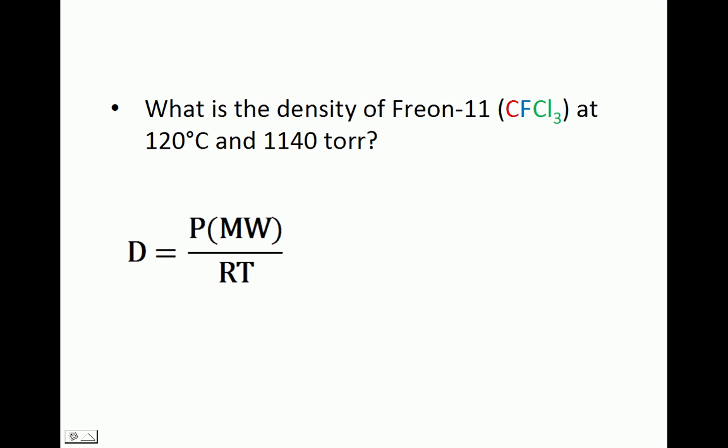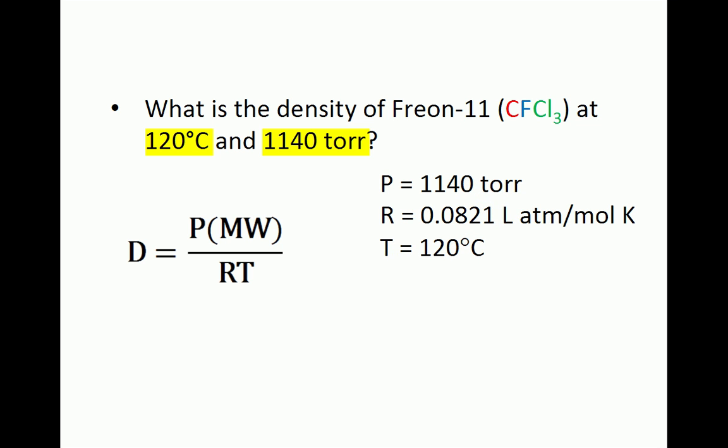Now we extract all of the given information from the problem that we will substitute into the equation. We see that the pressure is 1140 torr and the temperature is 120 degrees Celsius. The ideal gas constant is always equal to 0.0821 liter atmosphere per mole Kelvin.